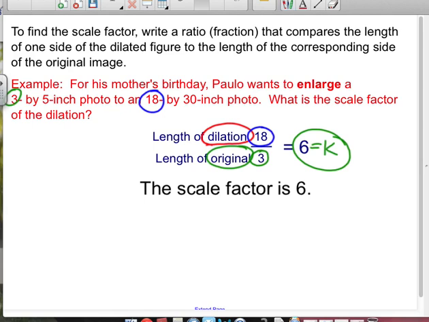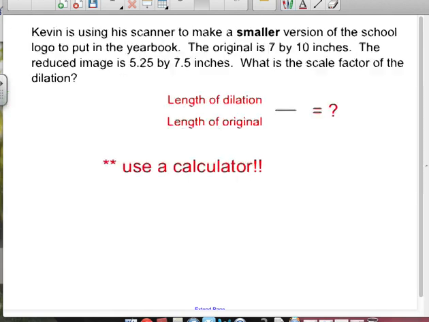One more, and then we're done. Let's check out this word problem. Kevin is using his scanner to make a smaller version of the school logo to put in his yearbook. The original logo is 7x10 inches. The reduced image is only 5.25x7.5 inches. So it made it a little bit smaller so it would fit on the page. What is the scale factor of the dilation? So let's take the original was 7. The dilation, 5.25.